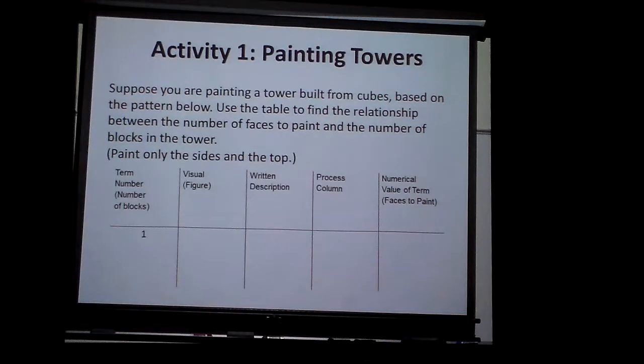So first off, if we're going to use a little column sheet like this, and if we have one block, it looks like this. If we were going to paint this, we'd paint 1, 2, the back side, the other side, and the top, for a total of 5 sides. So a 1 cube high tower has 5 faces to paint. Well, let's think about this. I'm going to have 4 sides and 1 top one. That's going to give me a total of 5 to paint, right?